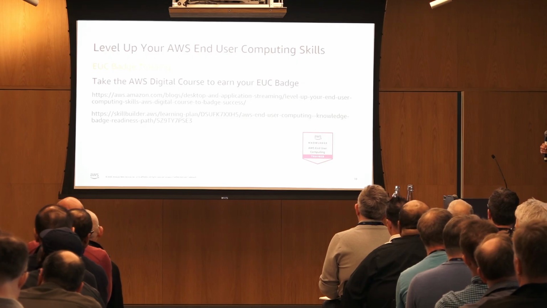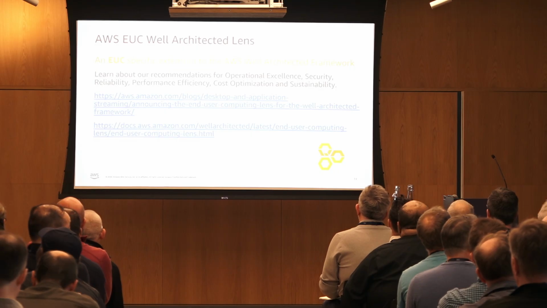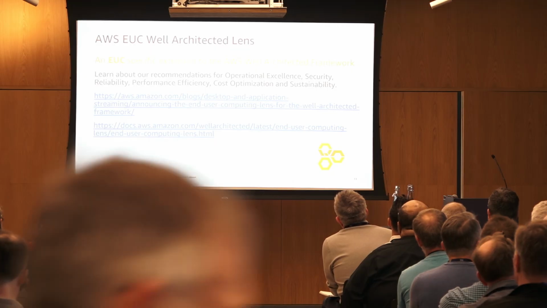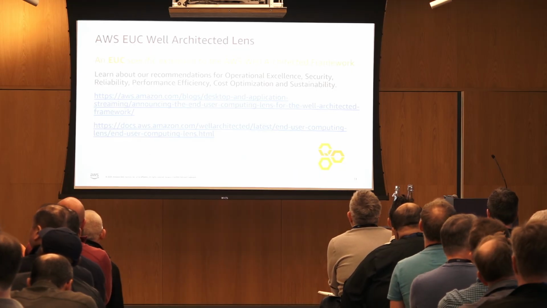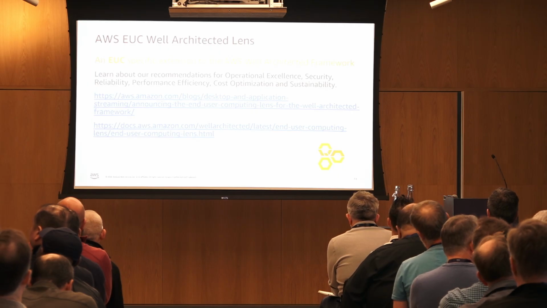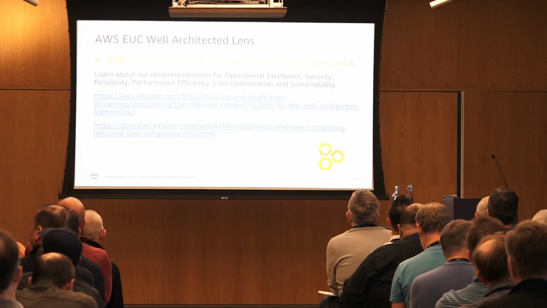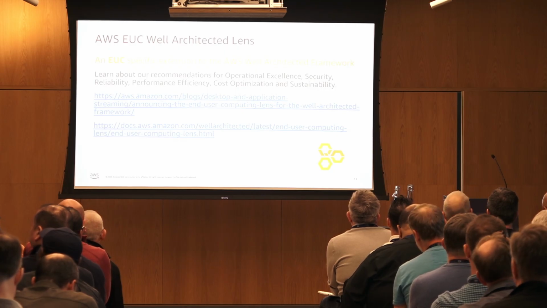So if you want to add that little badge to your CV, then this is the process for doing that. We also have something called AWS Well-Architected Lens. A well-architected lens deals with all of the service-related issues for all of our services, so EC2, S3, EBS, all of that good stuff. And we talk about things like operational excellence, security, reliability, performance efficiency, cost optimization, and sustainability.